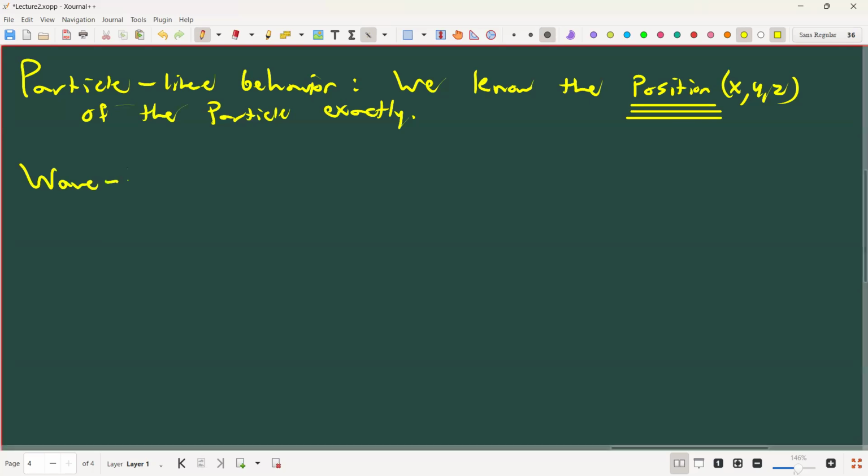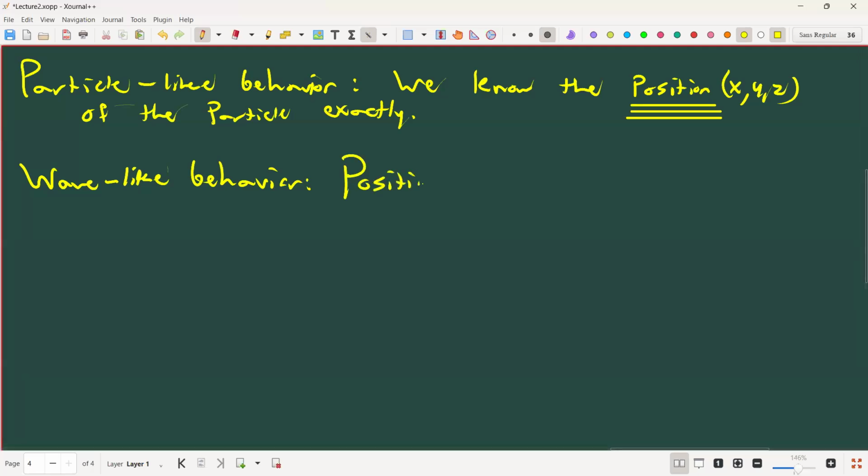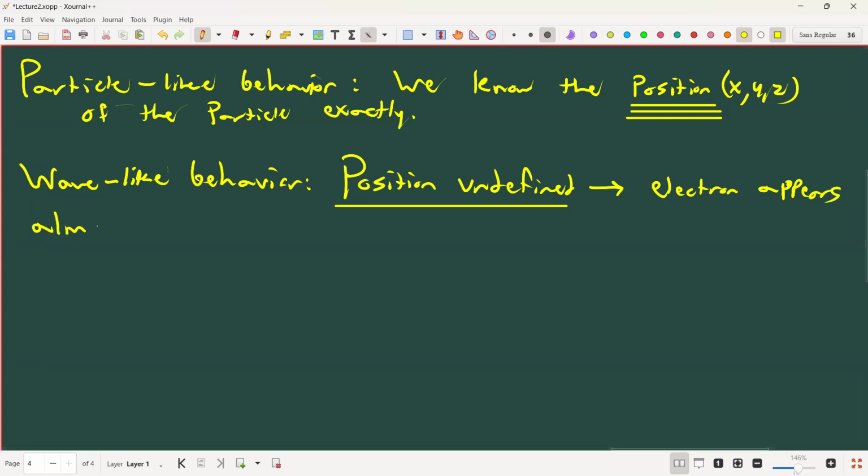So what about the wave? What is a wave? Well, obviously a wave has no defined position because it's delocalized across the entire detector, right? There's a wave here, there's a part of the wave here, right? It just continues on forever, right? So there's no position, right? Position is undefined. The electron appears almost everywhere on the detector.